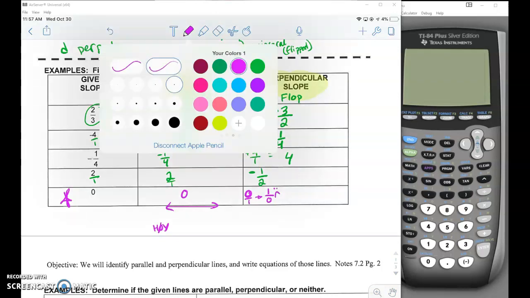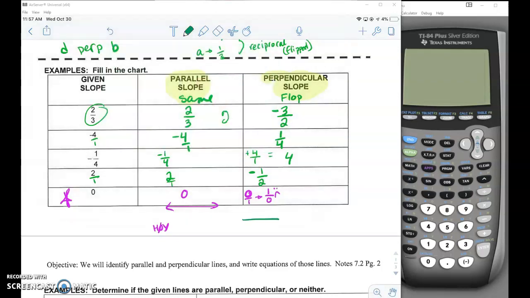If I think about it graphically, if I have a horizontal line, the perpendicular line would have to be vertical. And the slope of a vertical line is undefined. So perpendicular to 0, slope would be undefined. Vertical is perpendicular to horizontal.